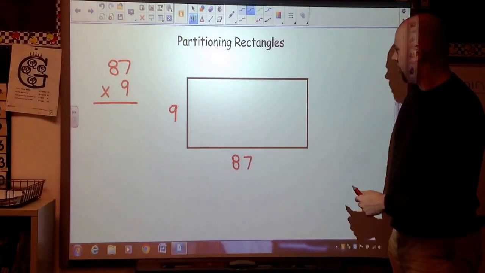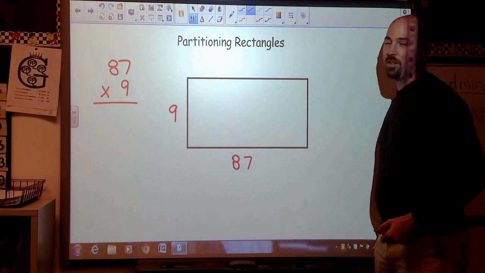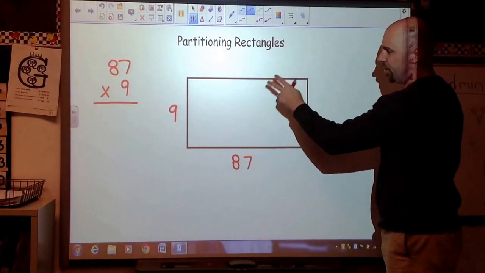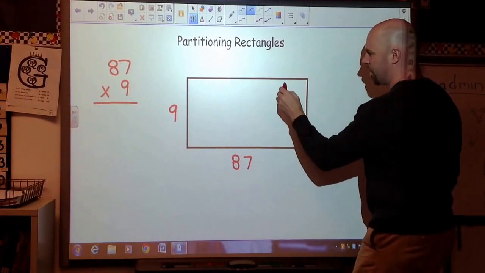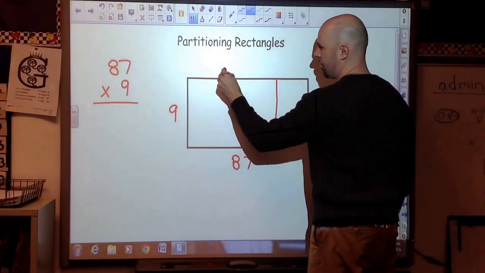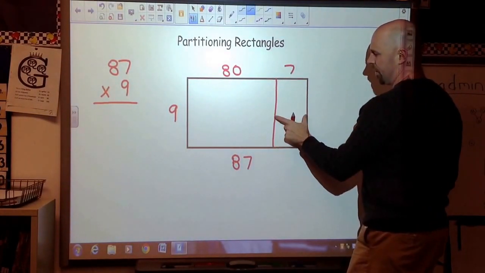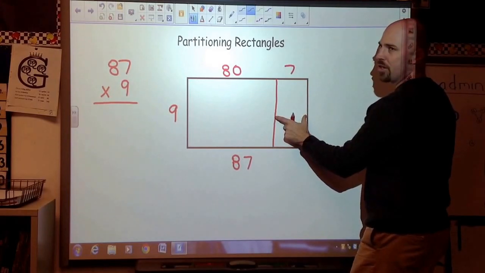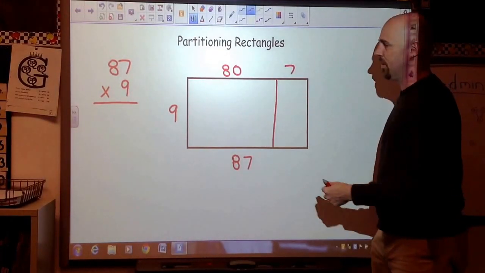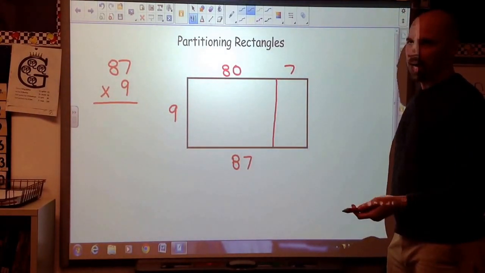Now, I know that the 7 is going to be a heck of a lot smaller than 80, but I'm really not concerned with making sure that they're accurate cuts up top. I'm going to cut it right here. This is going to be 80, and this is going to be 7. I know this is a lot wider than what 7 would actually be, but it's smaller than 80, and that's all I really want to show right now: 80 is bigger, 7's smaller.